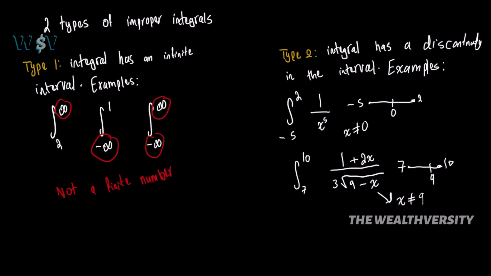Let's look at some examples. In the first example, we have the integral of ln x over x from 1 to infinity. If we look at this integral, we know that it is a type 1 improper integral because of infinity at the top of the interval. So to solve this integral, we will solve it like any other integral except that we will replace infinity with t, and we will take the limit of t as it approaches infinity.